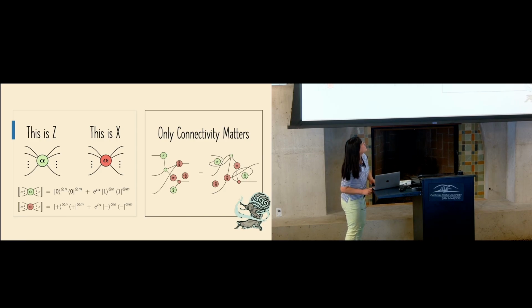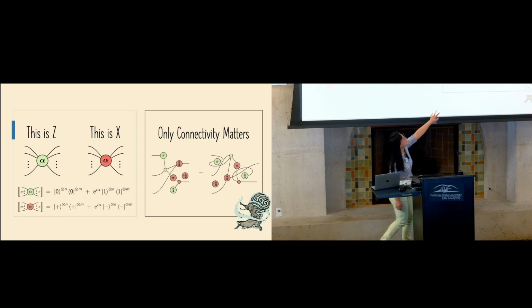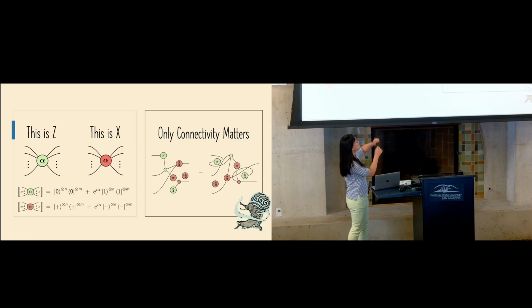So only the connectivity matters. If you look at these two diagrams, they're the exact same, except you can bend and squiggle and cross over the wires as much as you want, as long as ultimately what is connected to each input and what is connected to which other nodes in the graph is all the same. You can move things around.